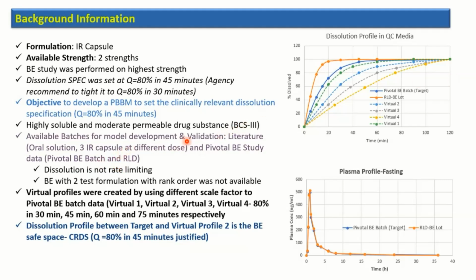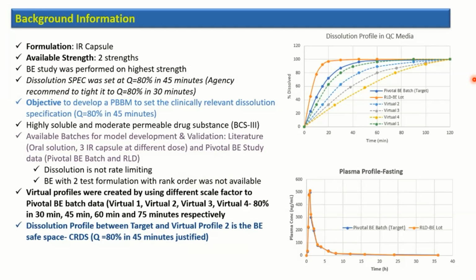So the available data was literature data with a different dosage form and different dose level, and of course our pivotal bio study data. And since batches with different release profiles, or in the sense of different BE batches, were not manufactured, the rank order relationships could not be established here.